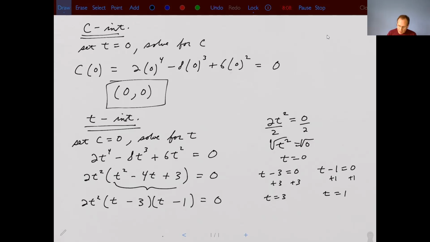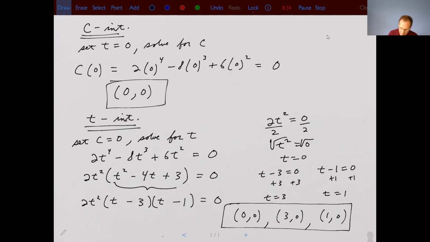So my t-intercepts are going to be the points, or the ordered pairs, first of all, 0, 0. So again, through the origin. The origin is both going to be a t-intercept and a c-intercept in this case. Then the point 3, comma 0, right? It's got to pass through that. And then also 1, comma 0. So in this case, it's going to pass through the t-axis, which we typically think of as the x-axis, at 3 different points: at 0, 0, at 3, 0, and 1, 0.